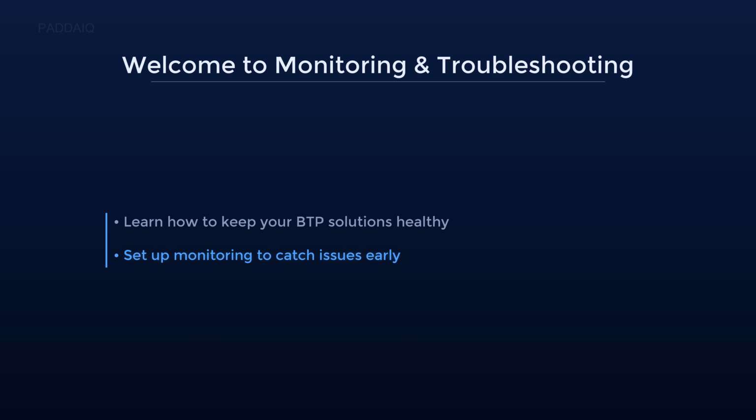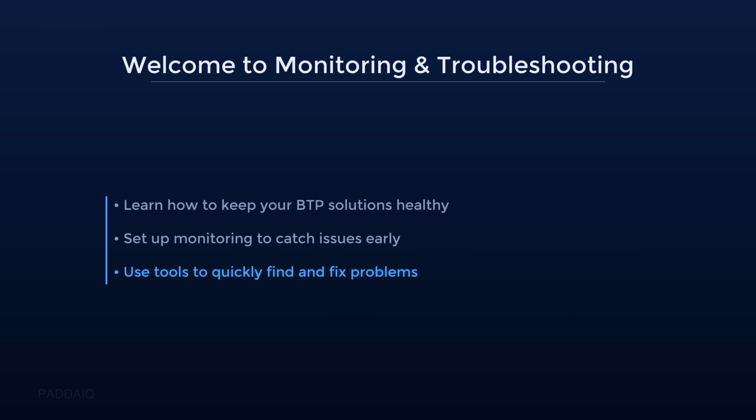Set up monitoring to catch issues early. This means proactively configuring tools to watch your SAP BTP applications and services for problems before they affect users. For example, an alert can notify you if an application's memory usage is too high, allowing you to fix it before a crash occurs. This proactive approach is essential for maintaining smooth and reliable operations.